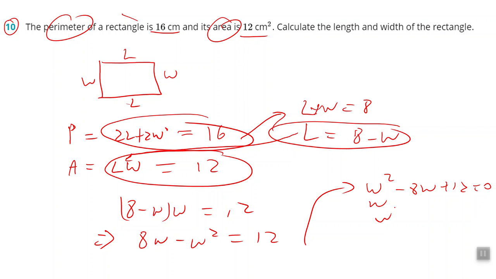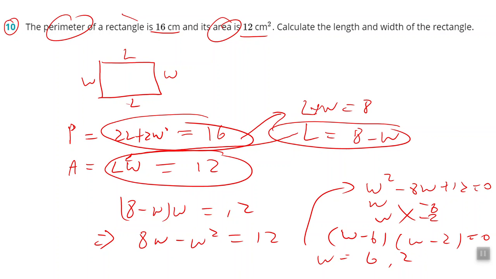Now we've got a quadratic which you can factorize using the cross method. So 6 and 2 would work, 6, 2, and both negative. So (W minus 6)(W minus 2) equals 0. So W equals 6 or 2.